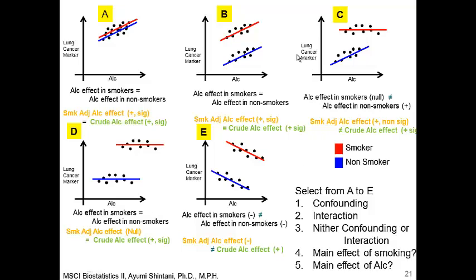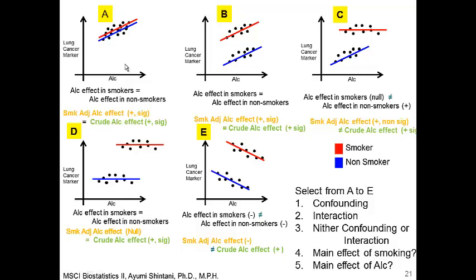All right. Right here, I'm showing you 5 different scenarios. Okay? Each scenario shows the association between alcohol and lung cancer, but separately for smokers and non-smokers. And for each scenario, I want you to identify whether smoking is confounding or interaction, or neither confounding nor interaction, and whether there is a main effect of smoking or a main effect of alcohol. Okay, and this is not just a single answer, so you may choose multiple answers, multiple yeses.